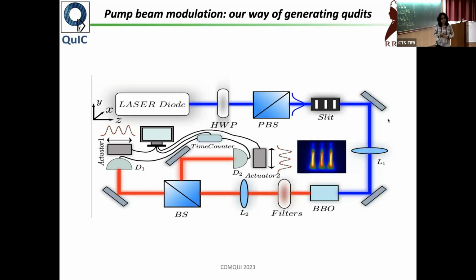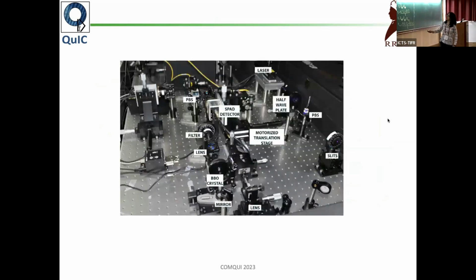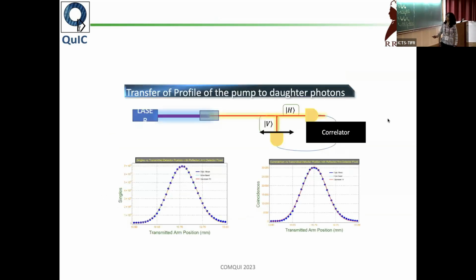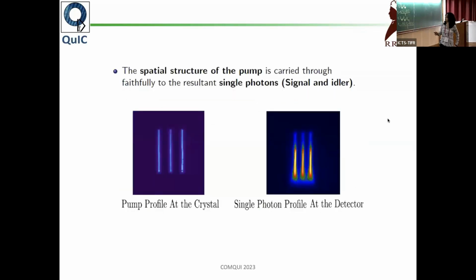But there's no information. No, not yet. I mean, we're getting there. So this is how it looks in the lab. Okay. So this is the idea. So as I said, this is what will happen. If I have a Gaussian pump, then this is how the photons would end up looking. But if I actually have a spatial structure, so this is the pump, and this is the single photon profile at the detector. Okay. So 2 single photons which carry this profile.